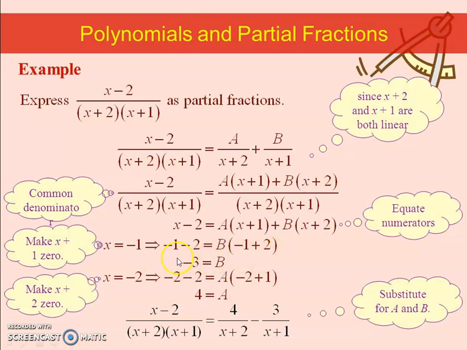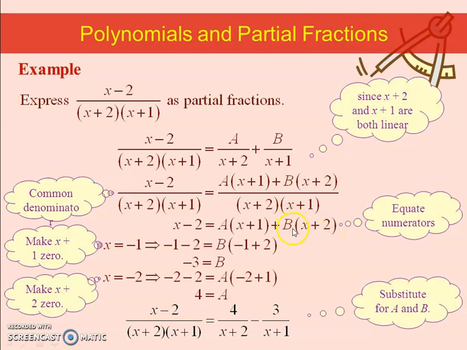Next, minus 1 minus 2 is minus 3. Minus 1 plus 2 is 1. 1 into B is B. So we derive the answer B is equal to minus 3. Now, for x plus 2 equal to 0, that means x equal to minus 2. So instead of x in this equation, we put minus 2 on both the right hand side and left hand side. So minus 2 minus 2, capital A (minus 2 plus 1) plus capital B (minus 2 plus 2).